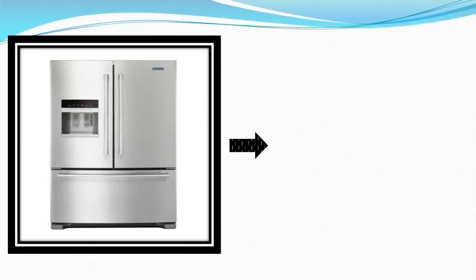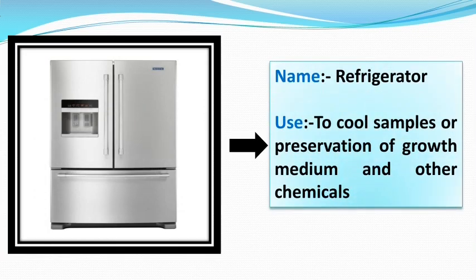Next instrument is the refrigerator. The refrigerator is important in a microbiology laboratory because it is used for storing longer period samples, bacterial samples or fungal samples. Also other chemicals are kept there to cool samples or preserve growth medium and other chemicals. Other chemicals means, for preserving buffer solutions or standard pH solutions, they can be kept in a refrigerator.